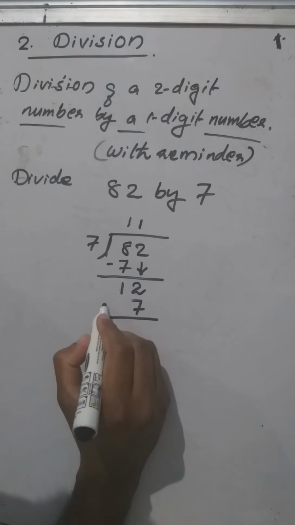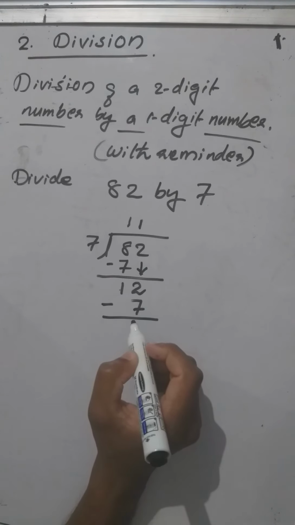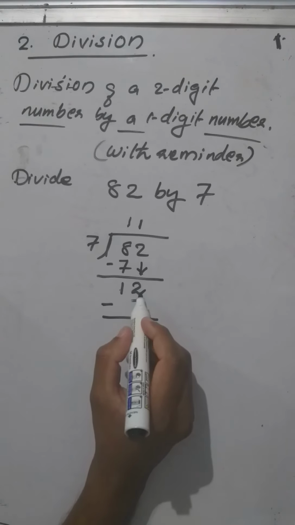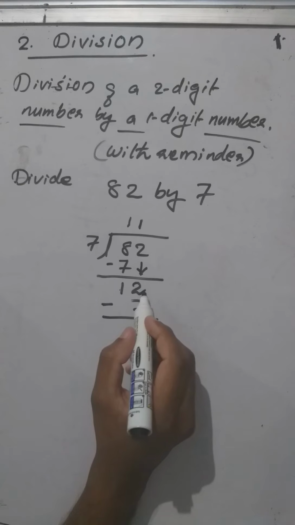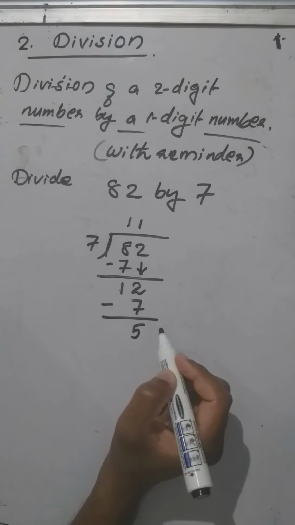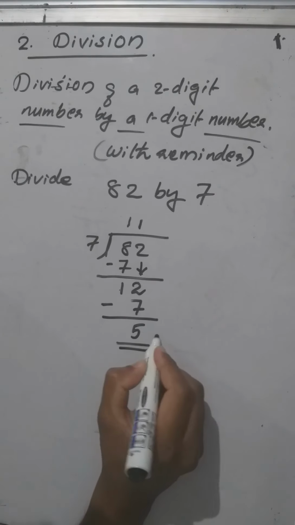1 7's are 7. And we can subtract 12 minus 7. What is 12 minus 7? 7 plus 3 is equal to 10. 7 plus 4 is equal to 11. 7 plus 5 is equal to 12. So we got the remainder 5.